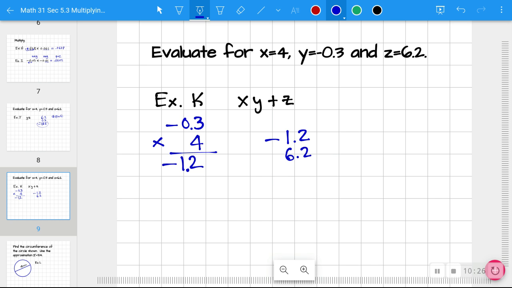Sorry, when you add these together, let me get this straightened here. When you add these together, the one that's furthest from 0 will tell you what the sign of your answer is. So we're going to get a positive result. And since these are opposite signs, you have to subtract. 6.2 minus 1.2. Remember to line your decimals up when you do this. You get 5.0, and that's your answer.